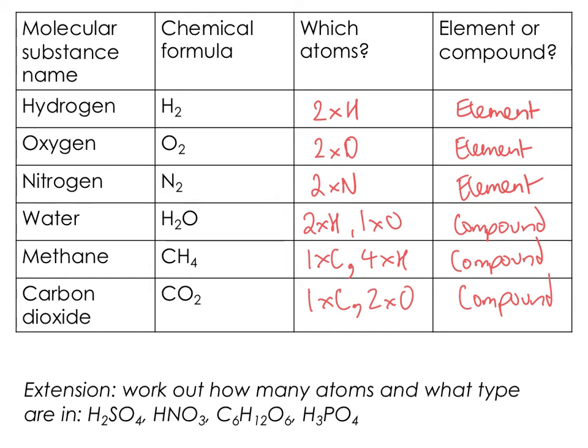One other thing to say, sorry about this table, is that not only was this about what the formula tells us about how many atoms and so on, those particular formulae that have been chosen, so hydrogen, oxygen, nitrogen, water, methane, carbon dioxide, are important formulae. So they are formulae to remember. One thing to take away from this slide is to remember those particular formulae.